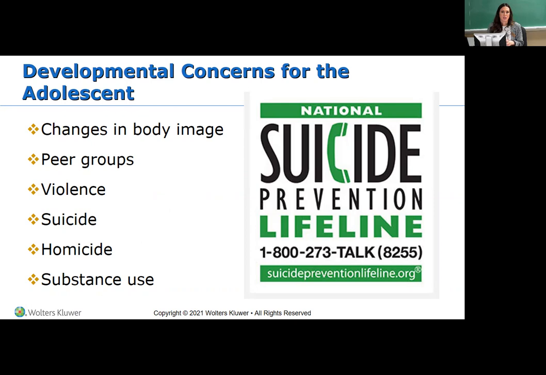Homicide can occur. We see this a lot in gang violence because usually those gangs start forming in these adolescent years as they're trying to find their peer groups and fit in socially. Then they get kind of wrapped into a bad group of folks, and then they could be a part of some gang activity. And then of course, substance use and abuse.